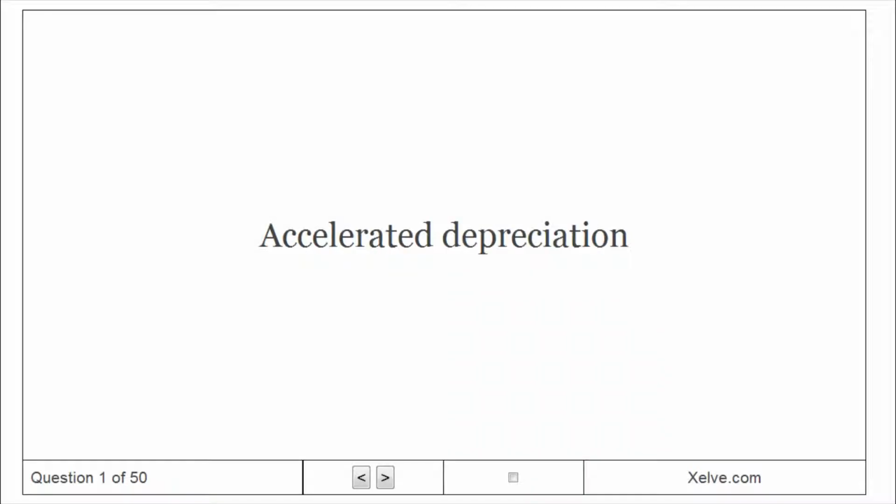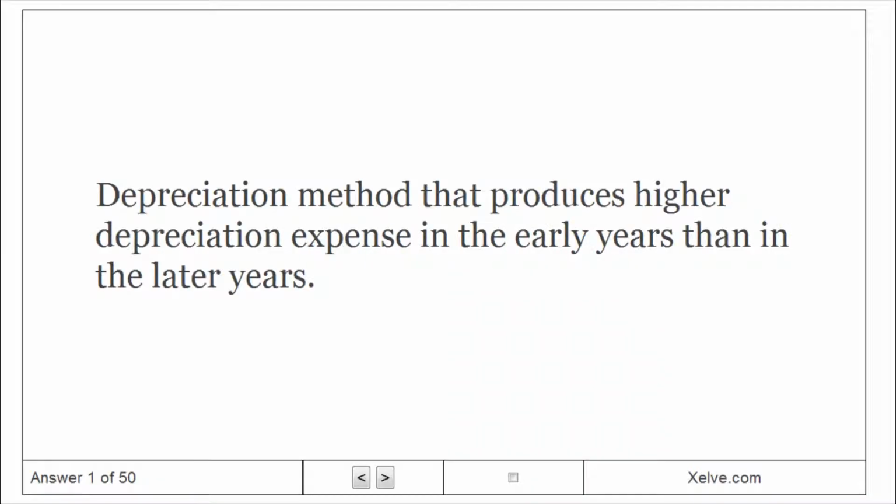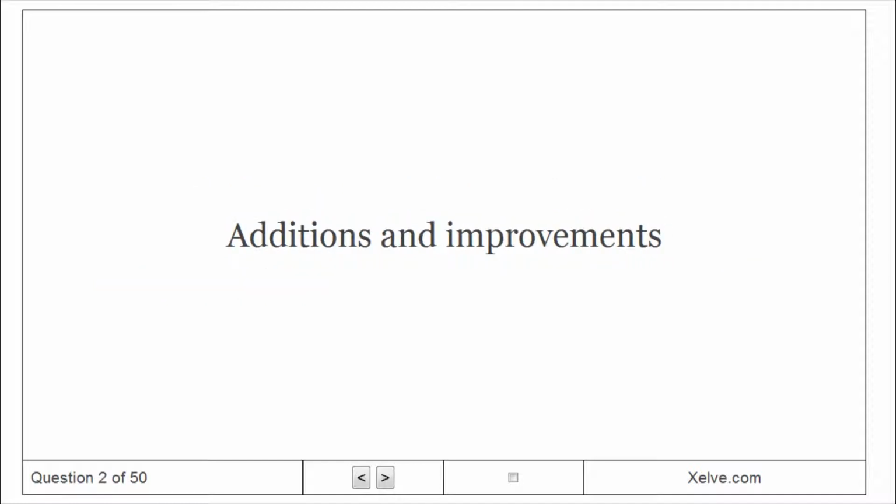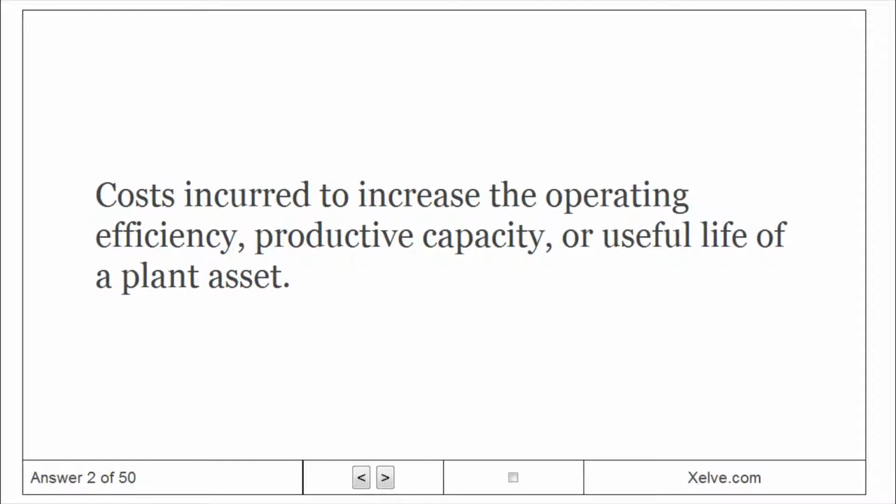Accelerated depreciation. Depreciation method that produces higher depreciation expense in the early years than in the later years. Additions and improvements. Costs incurred to increase the operating efficiency, productive capacity, or useful life of a plant asset.